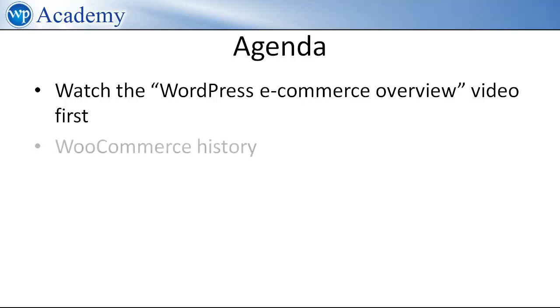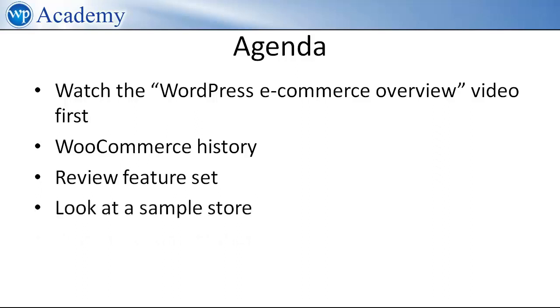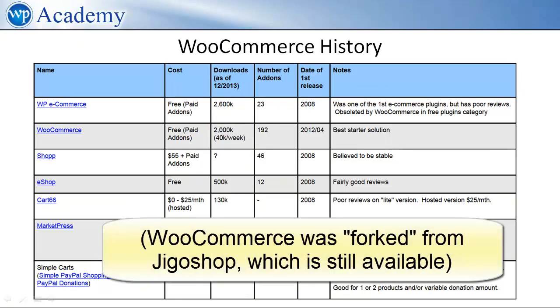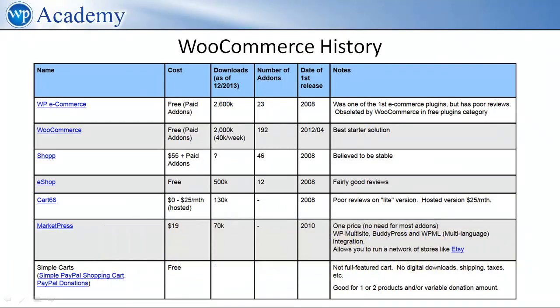We're going to do a brief history, we're going to review the feature set, we're going to look at a sample store, and finally we're going to look at developer documentation. WooCommerce was first released in April 2012, and as such it is quite recent. It's currently far and away the most popular WordPress e-commerce plugin by weekly downloads. There was a lot of controversy back in the day as they forked, essentially copied an existing plugin called Jigoshop and then built on it. However, such is the nature of open source.